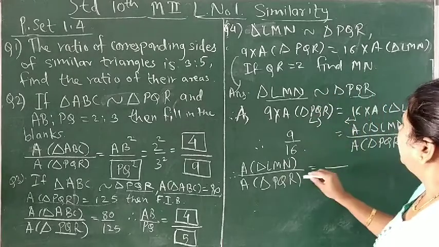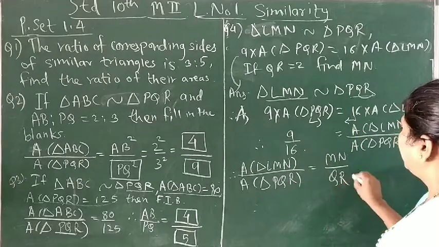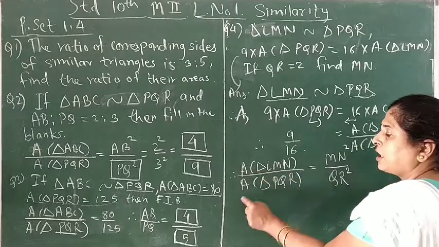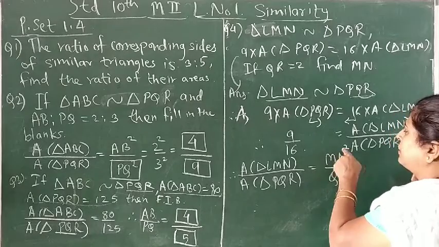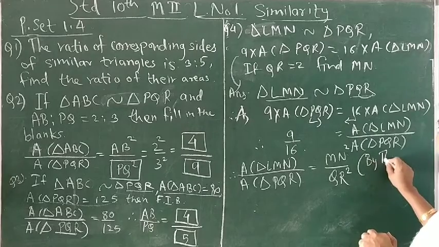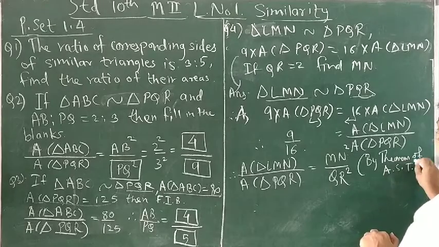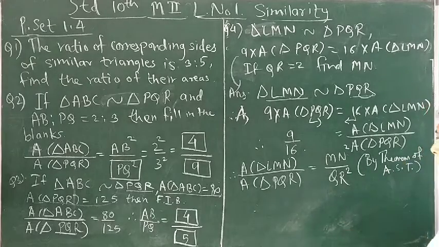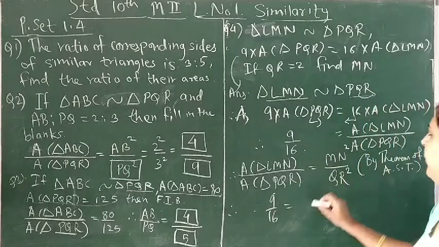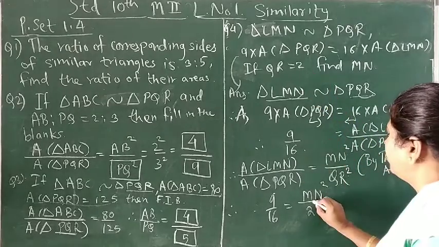So for triangle LMN, the side is MN, and its corresponding side is QR. Now we have to take their squares. So the ratio of areas of similar triangles is equal to the ratio of squares of their corresponding sides. This is by the theorem of areas of similar triangles, AST. Okay. So by this, we can put it as 9 upon 16. What is MN? We do not know MN, so let's put it as MN square. And what is QR? QR is 2 square.